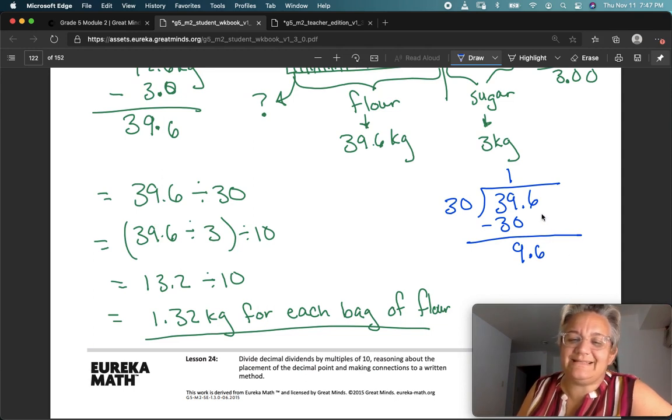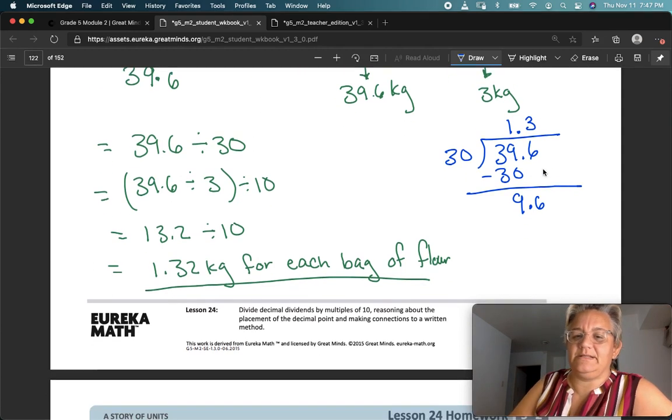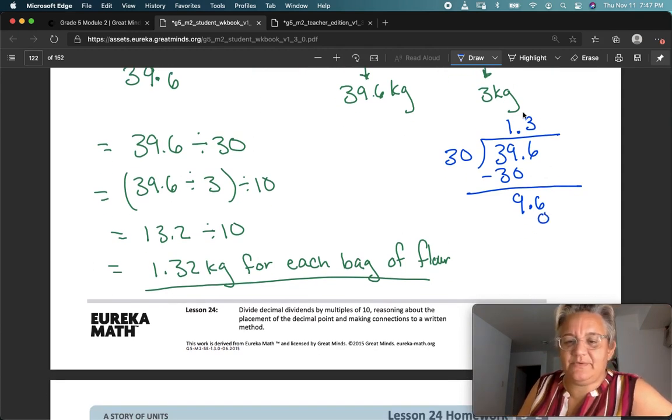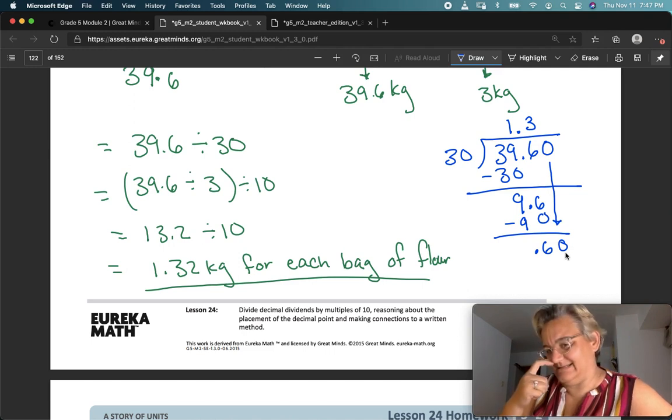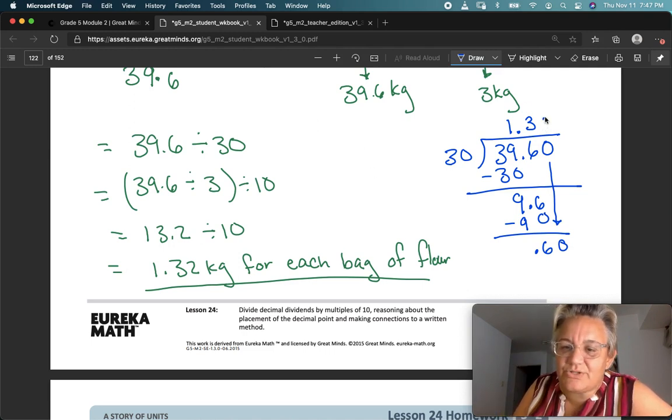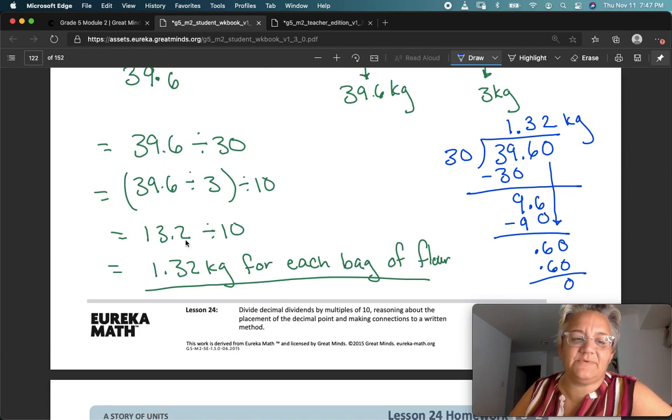So 30 goes into 96/10 3 times, right? 3 times 0 is 0. 3 times 3 is 9. And now I have 6/100. I'm going to add a 0 here so I can bring that 0 down. Now I have 60/100. And 30 will go into 60/100 2 times. All right, 1 and 32 hundredths kilograms, right? That's what we did right there.